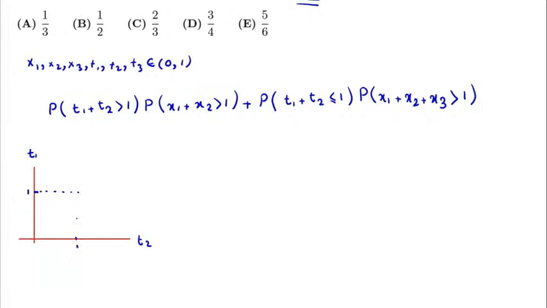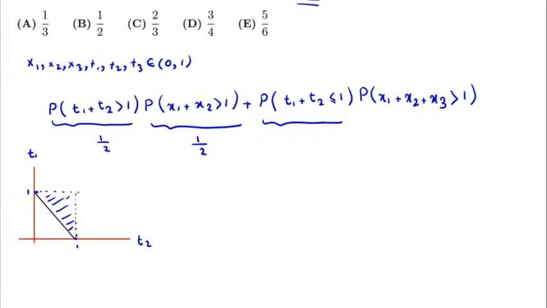Okay, you consider 1 here, 1. T1, T2 are in this area, the whole area. But T1 plus T2 should be greater than 1. So if I draw another line like this, T1 plus T2 greater than 1 will be this area. So it will be 1/2, because the area of this part over the area of this, 1/2 over 1, which will be 1/2. This part also will be, say, 1/2.